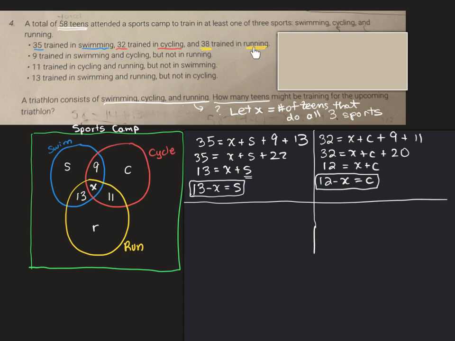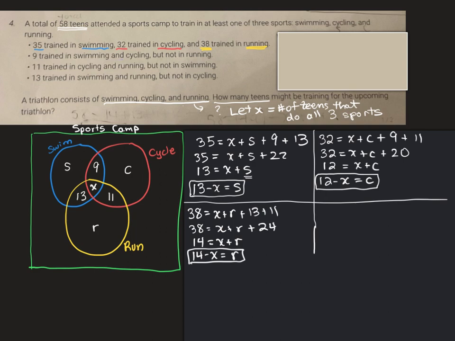So we have 38 trained in running, so everything in the yellow circle adds up to 38. Same idea as the last two. 38 equals x plus r plus 13 plus 11. Add the numbers together, 24, and then subtract 24 from both sides, and we would have 14 equals x plus r. I want to bring the x to the other side, so I have an expression with x that I'm going to sub in to the equation I'm about to create right now.